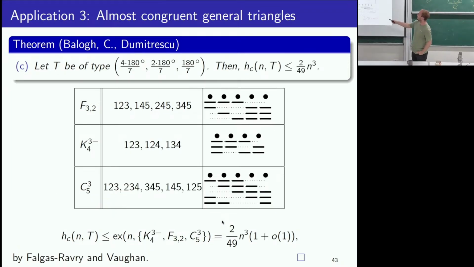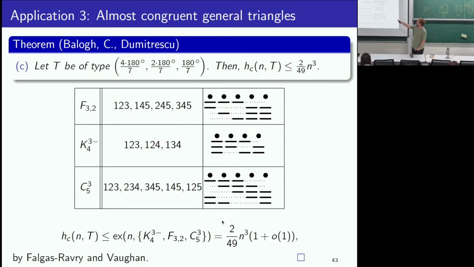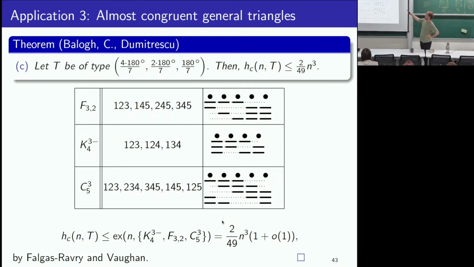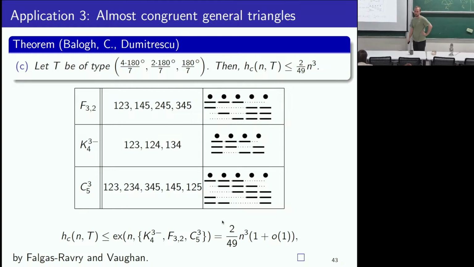In case C, it works perfectly. Oh, Tony, it's your triangle: 4 over 7 pi, 2 over 7 pi, pi over 7, prepared for you. The answer is 2 over 49 n cubed, and you would have to work with 3 forbidden subgraphs. Again, it's somewhat tedious to determine that they're actually forbidden. And there's a result by Felix and 1 using flag algebras, which determines the extremal function of those 3 to be 2 over 49. In this case, it worked. For all the other cases, it didn't seem feasible to us to work with this strategy.